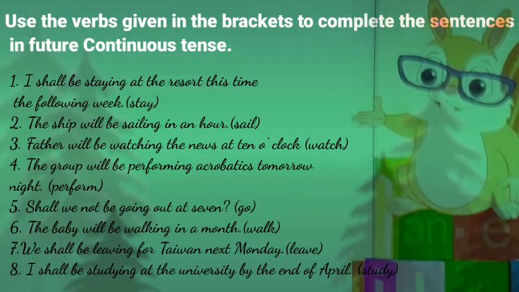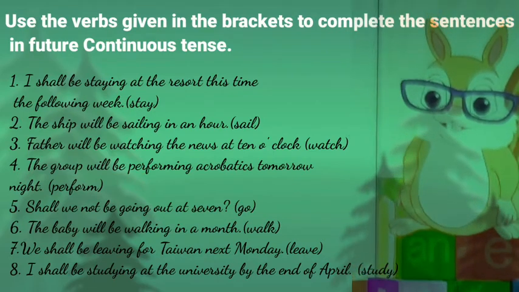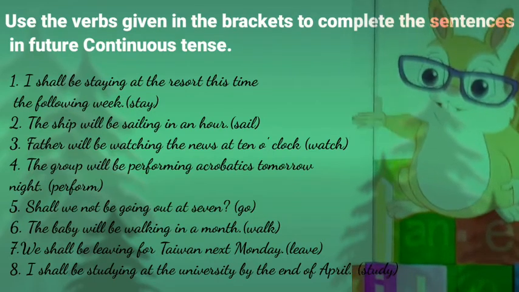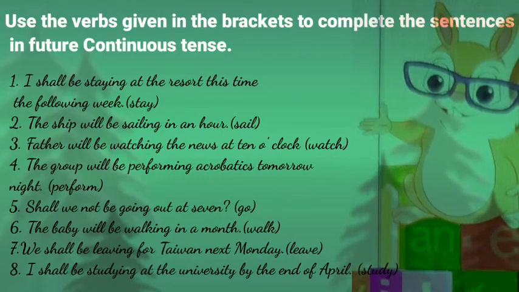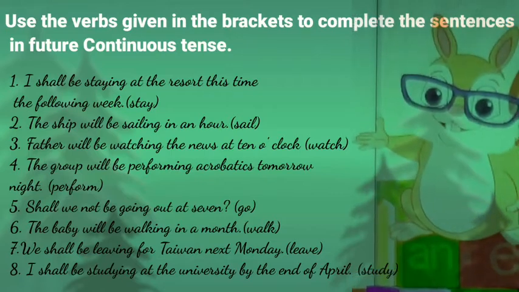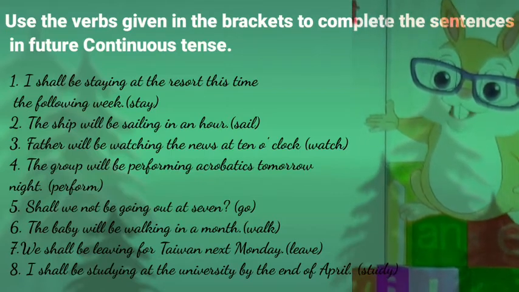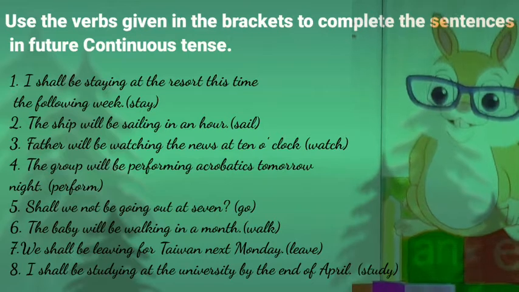Next is shall we not dash out at 7, and the verb is go. For go, we will use ing form with it. It will be going. And with we will use shall. So the correct answer is shall we not be going out at 7.